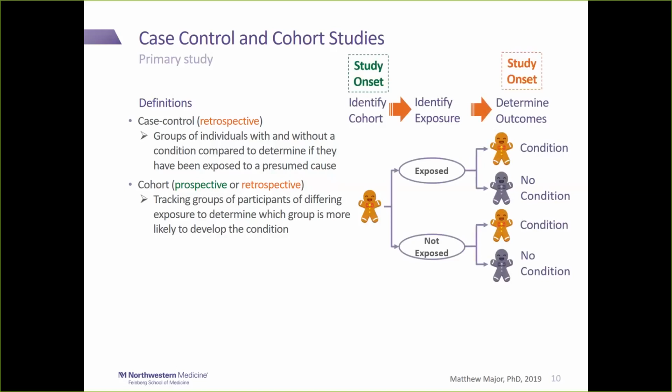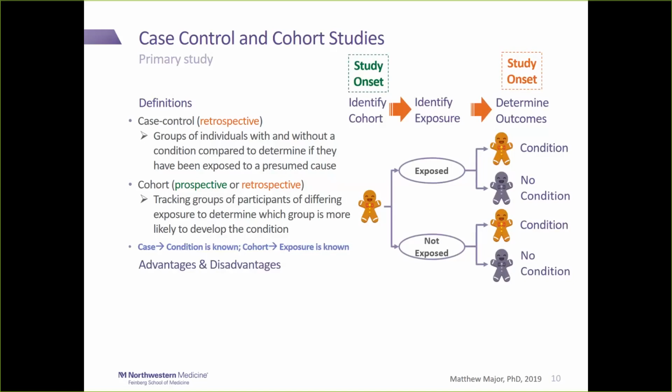In the retrospective concept of a cohort study, you're actually starting at the very end. The condition has already developed, and you're working your way backwards to then identify the exposure from that particular cohort. The main distinction between these two, and it's important to keep in mind, is that for case controls, the condition is known, whereas for cohorts, the exposure is known.